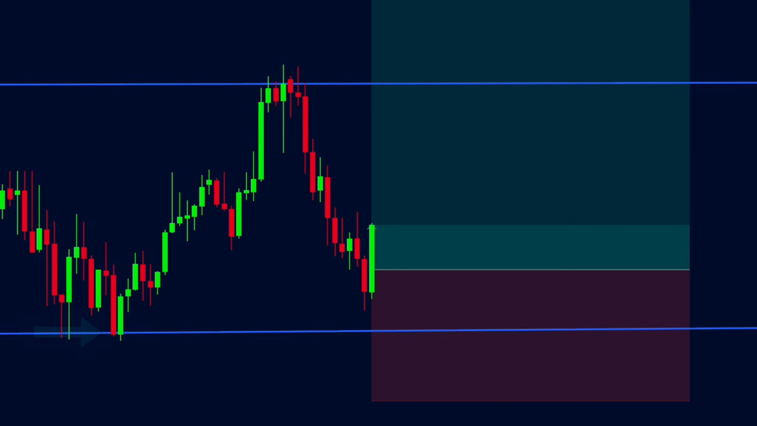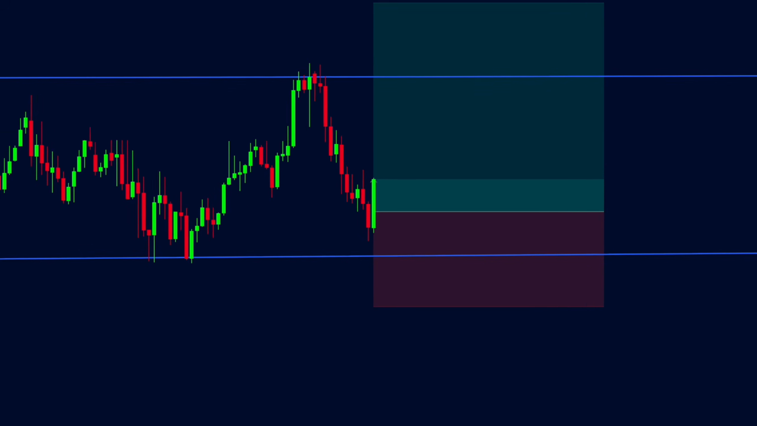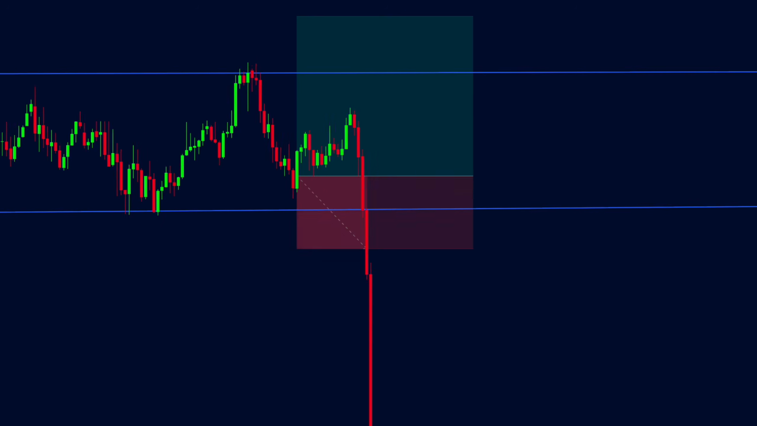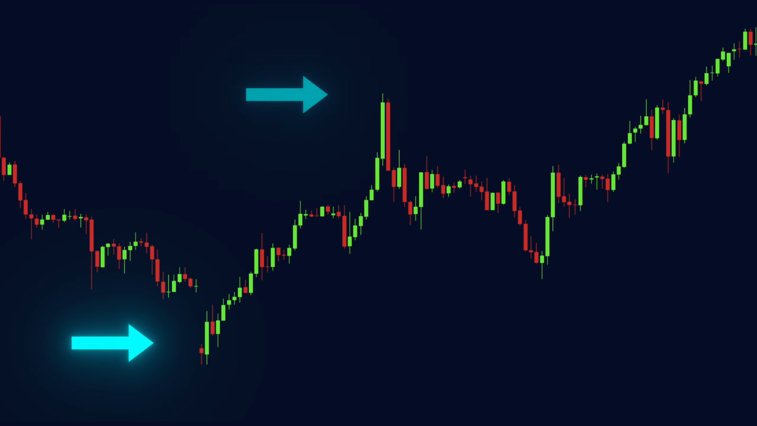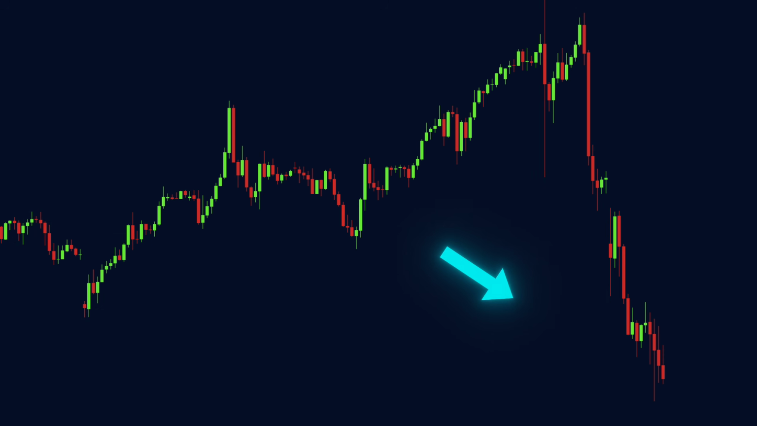Most traders think they know where support and resistance is. They draw a few lines, wait for a breakout, take the trade, and then watch price reverse right back inside and stop them out. Sound familiar? Here's the problem. Those lines are based on where price has been, not where the market actually cares about.